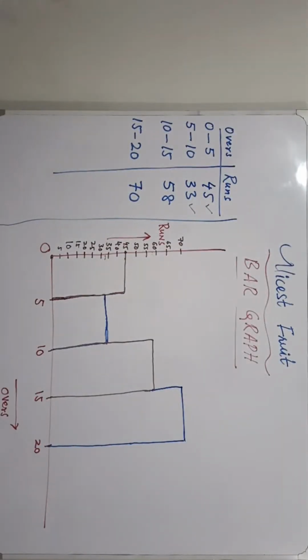You can see that the first bar shows you the data between 0 to 5 overs, and it's what? 45 runs. Then the second one shows you the data between 5 to 10 overs, and this is 33. Then 10 to 15 overs, the data gives you the reading of 58. And then between 15 to 20, the result is 70.